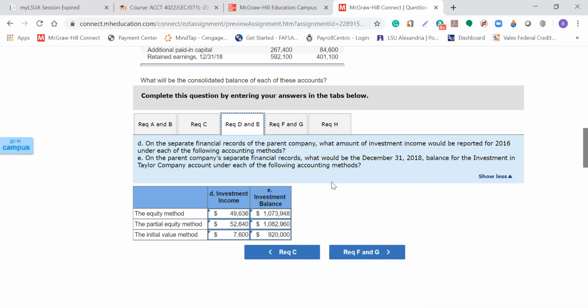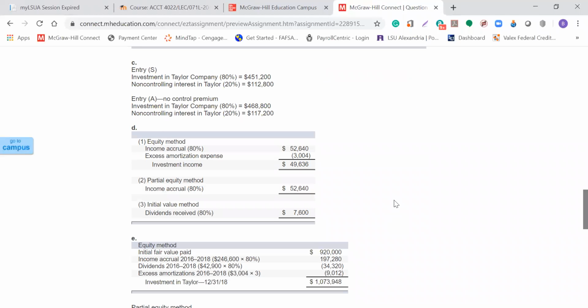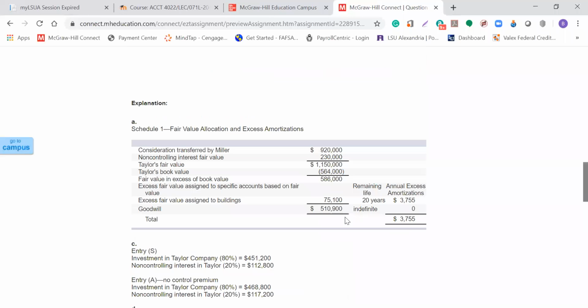For D and E, it asks us to look at the equity method, the partial equity method, and the initial value method. Under the equity method, you have income accrued at 80%, plus excess amortization to give you your investment income. For the partial equity method, you have accrued income. For the initial value method, it's 80% of the dividends received, okay?